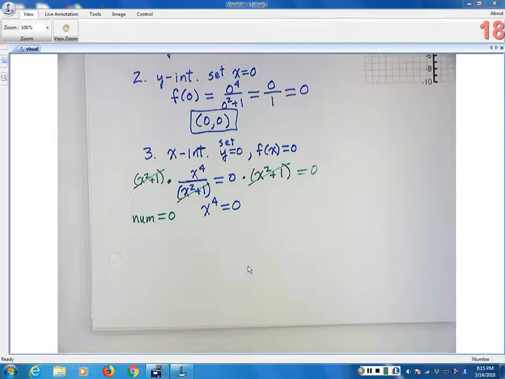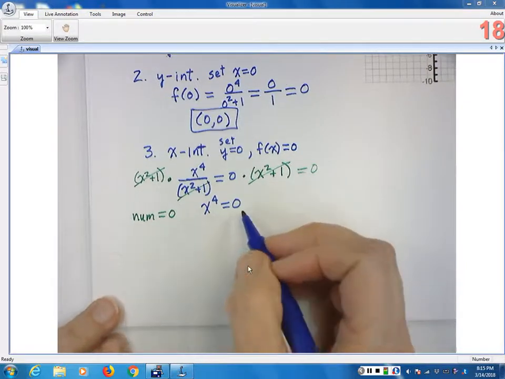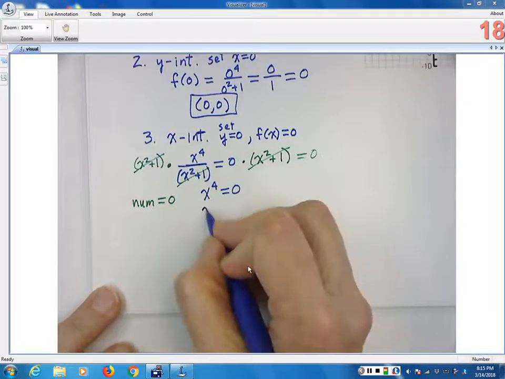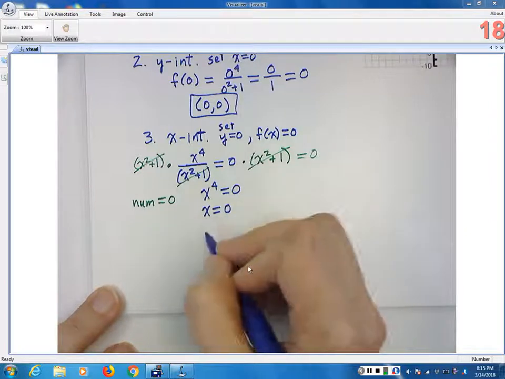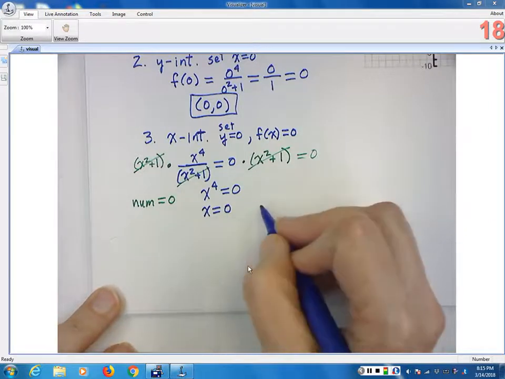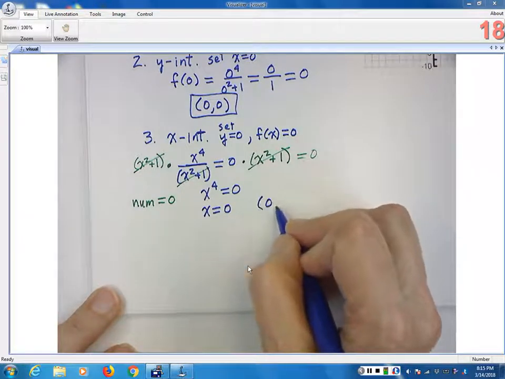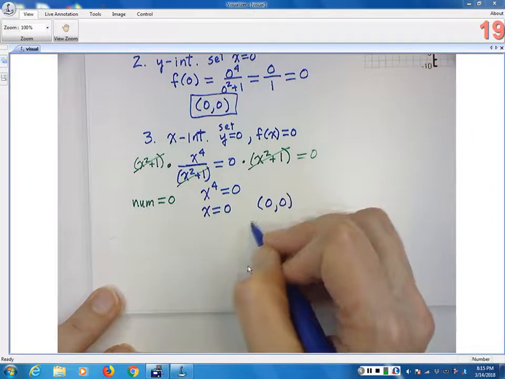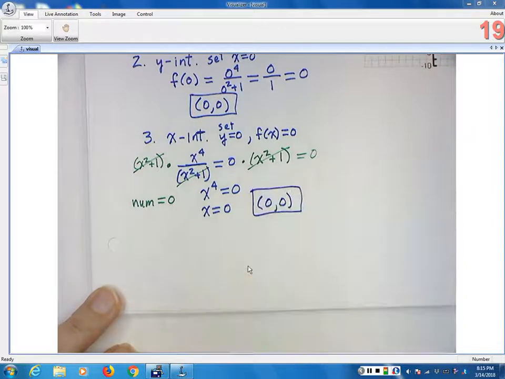Okay. Well, if you set x to the 4th to 0, that means that x equals 0. And so our x-intercept is not helpful. It's 0, 0.